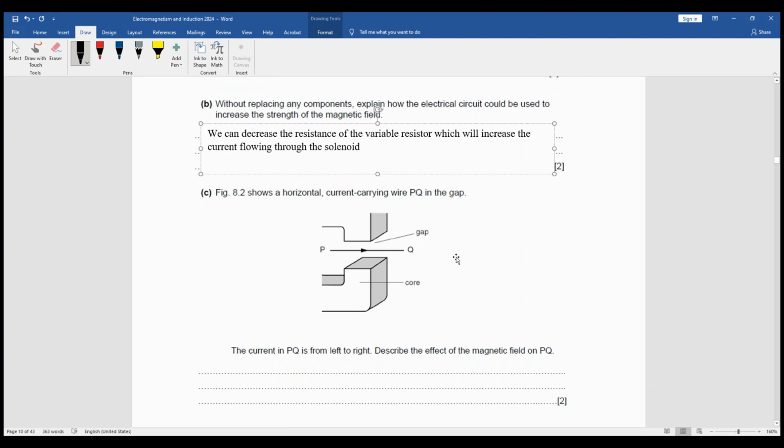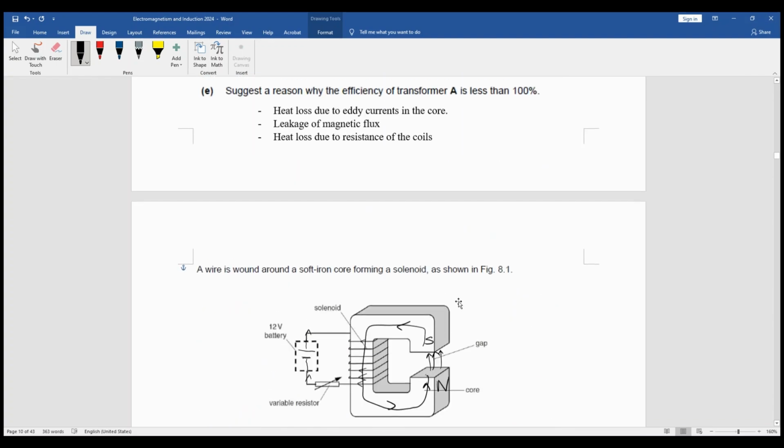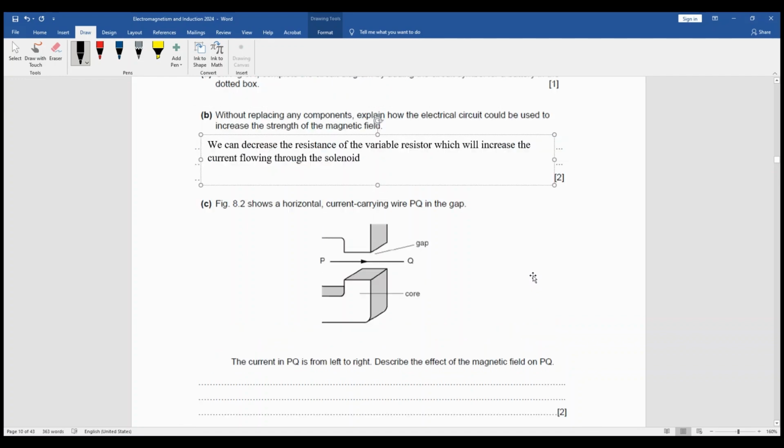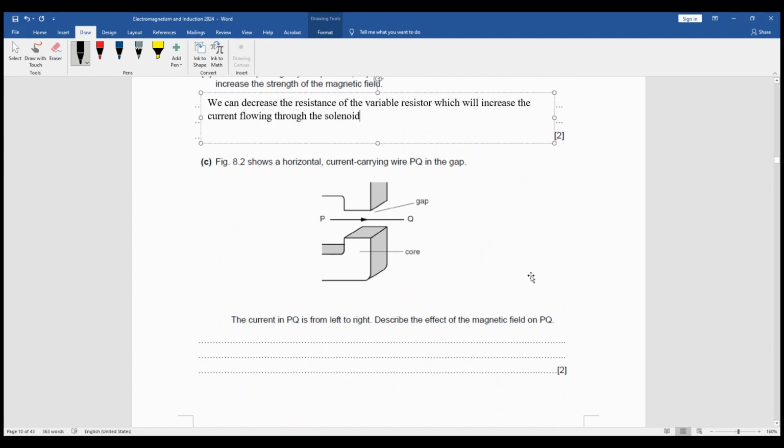Okay, next, horizontal current carrying wire PQ in the gap. Now we know the gap is already upward magnetic field, and we have this current. Describe the effect of the magnetic field on PQ. So there's a force. Okay, use your Fleming left hand rule. Your current is your middle finger, and then your gap upwards, right? It's upward, yes. So can you see that there is a force out of the page or out of the paper? Yeah, describe the effect. There will be a force acting on PQ, and the force is directed out of the page. Two components, that's why 2 marks.